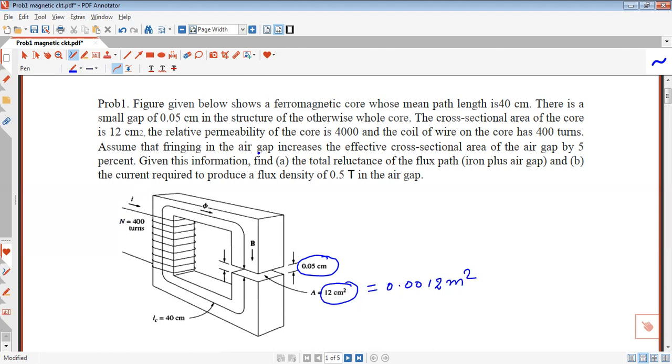Assume the fringing in the air gap. Fringing means some of the flux moves like this, going into the air, due to which this cross sectional area, which was 0.0012 meter square, has been increased by 5%. So the air gap area for the core is now increased due to the fringing effect.